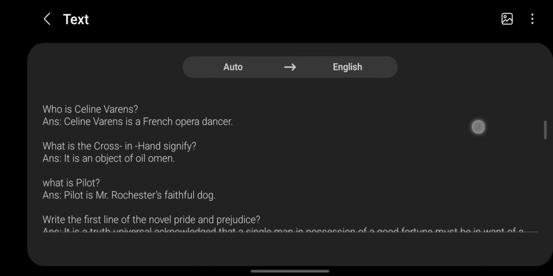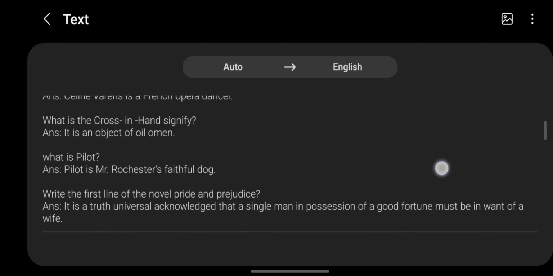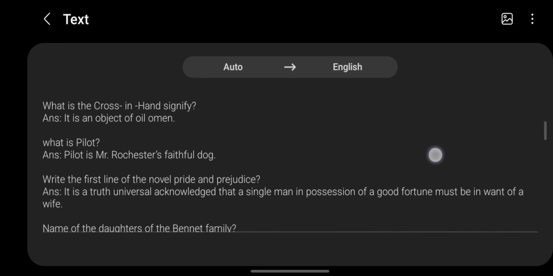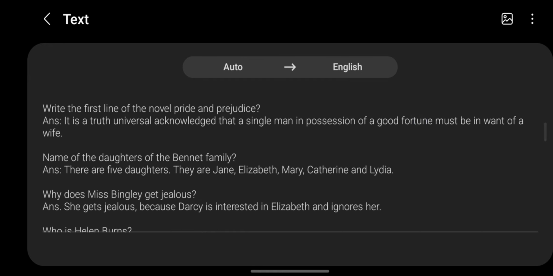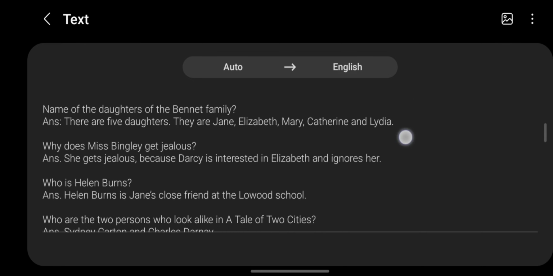Who is Céline Varens? ANS, Céline Varens is a French opera dancer. What does the cross in hand signify? ANS, it is an object of ill omen. What is Pilot? ANS, Pilot is Mr. Rochester's faithful dog. Write the first line of the novel Pride and Prejudice. ANS, it is a truth universally acknowledged that a single man in possession of a good fortune must be in want of a wife.